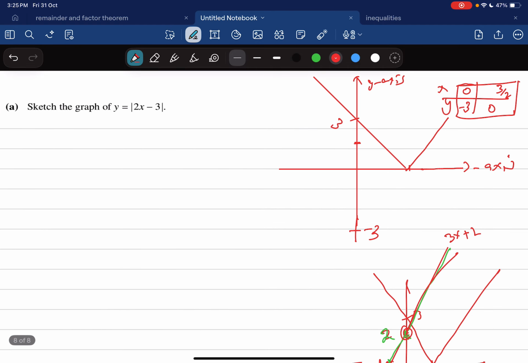This last one, they say make a graph. First make a box, take x is 0, y is minus 3. This is an absolute value, so we have to reflect the part below the x-axis. We must take it above the x-axis. By reflecting it, the y-intercept becomes 3. And for the x-intercept we take y as 0, that is 3 by 2.